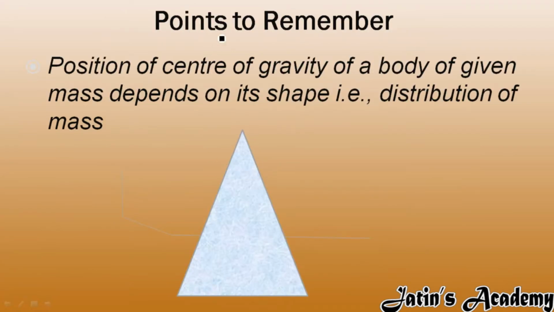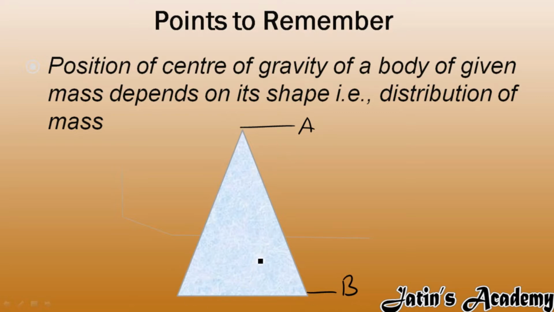Next we have very important points to remember. First point: the position of the center of gravity of a given mass depends upon its shape, that is, the distribution of mass. What is the meaning of this? Carefully see, the center of gravity depends upon the distribution of mass. Now tell me, out of region A or region B, where is the mass more? We can see that in region B the mass is more.